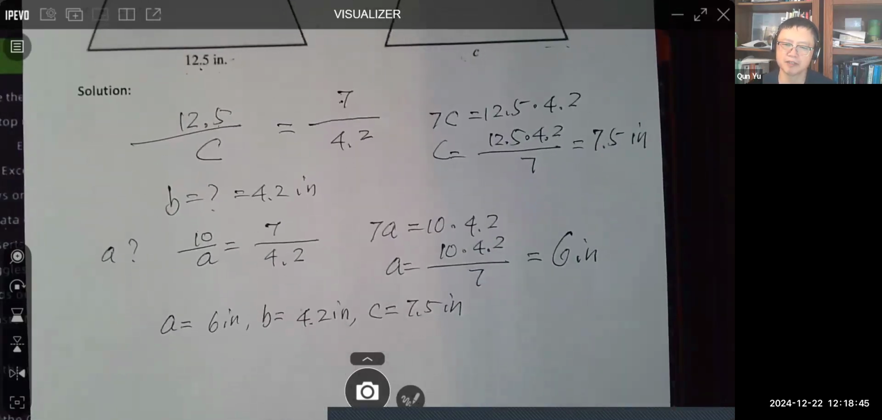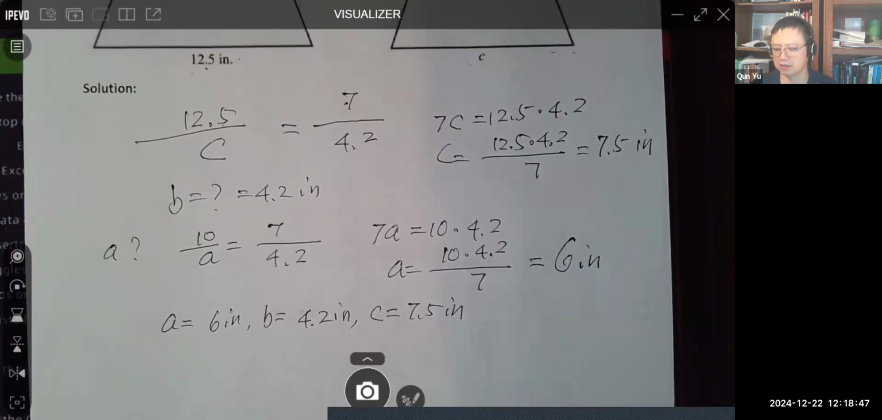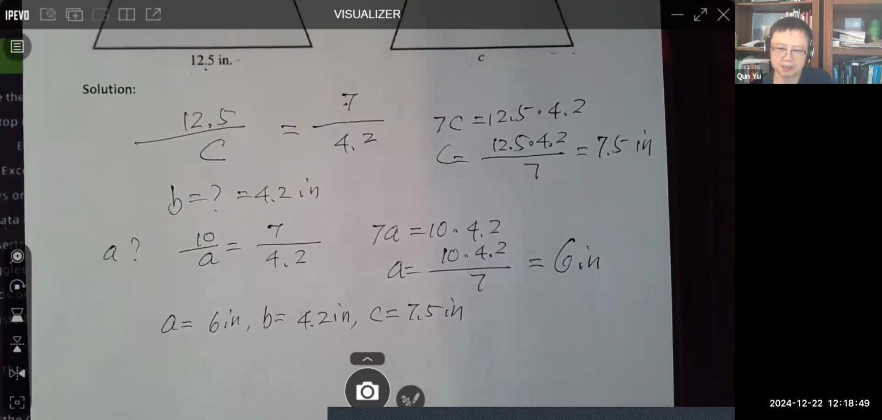So usually when you have an application problem, you have to put your answers together. You don't want them scattered around on different places on that page, right?